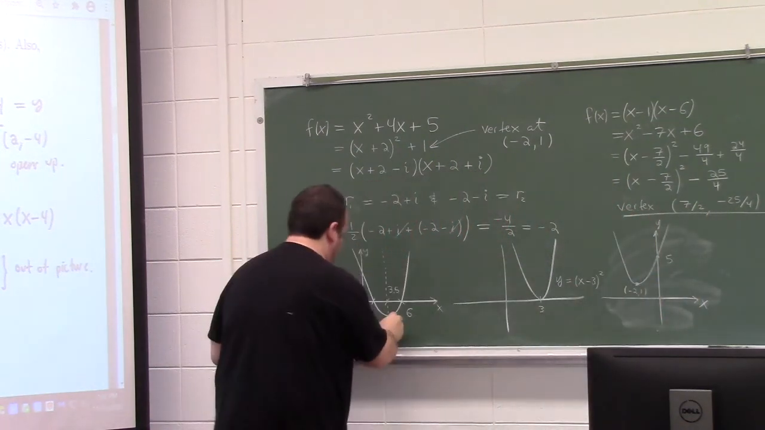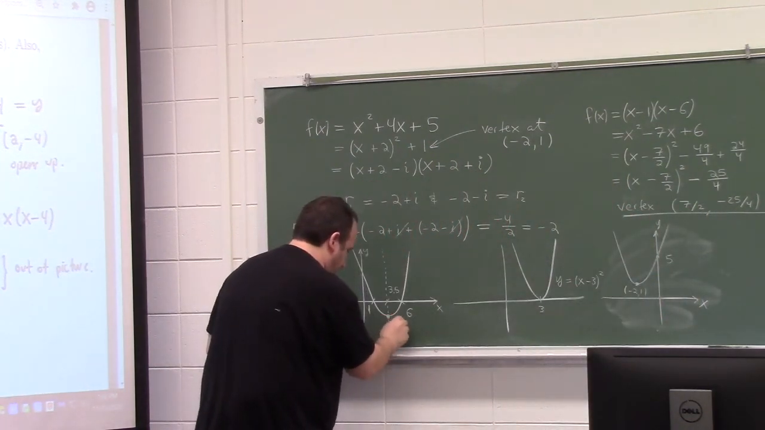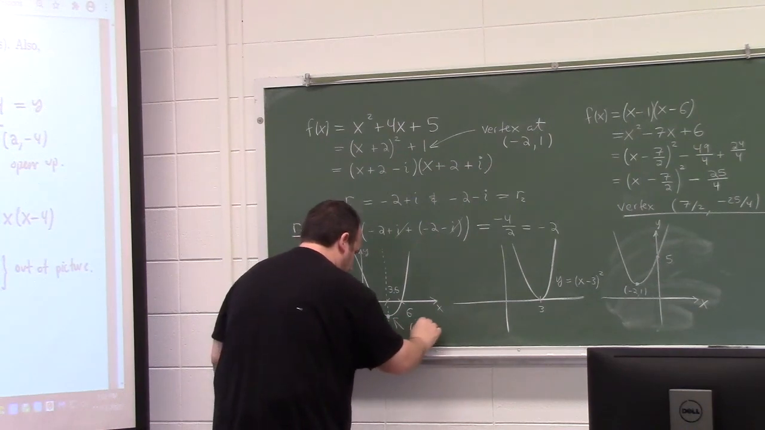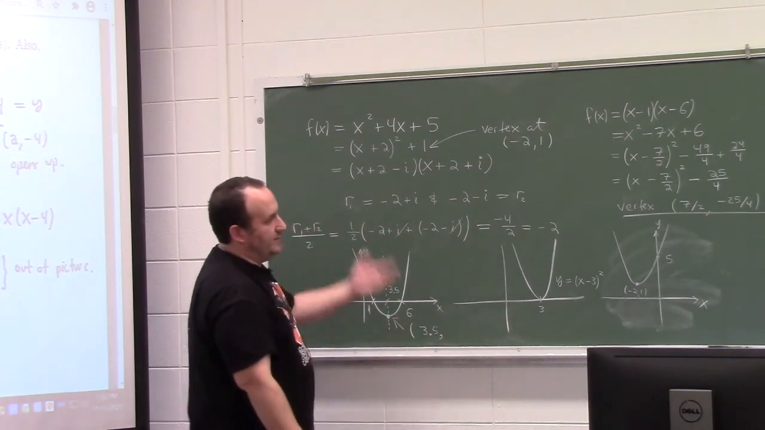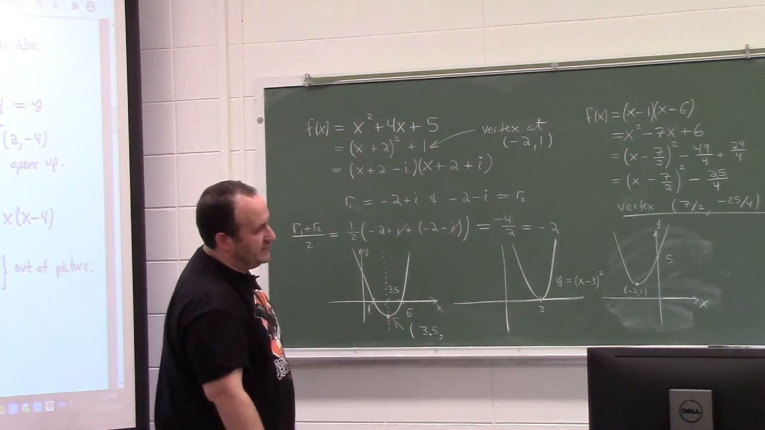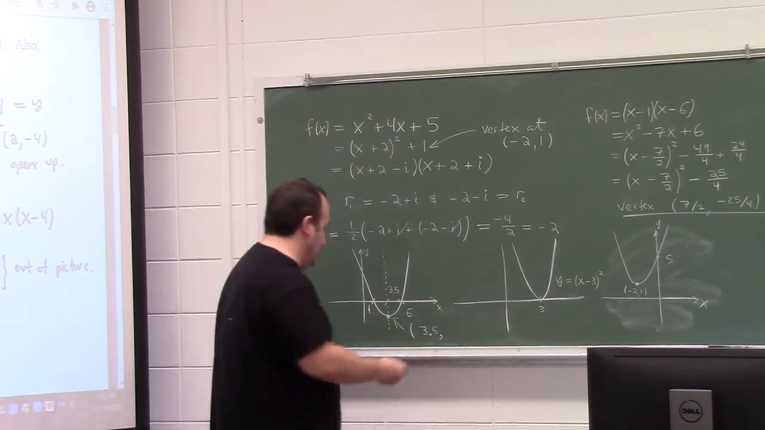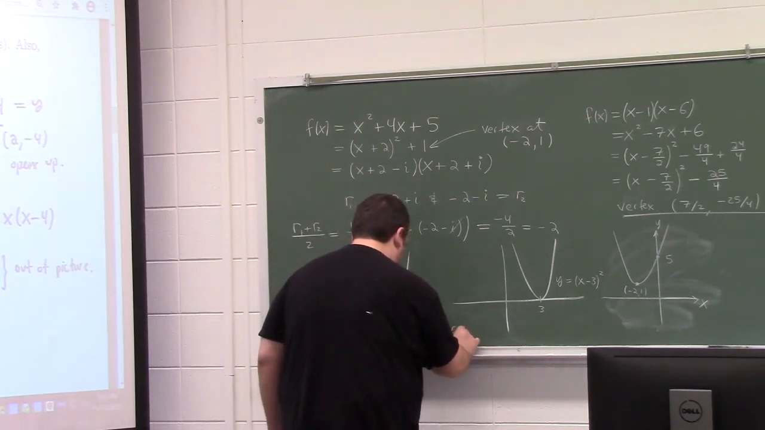This one. So my picture is not great. The vertex is actually at 3.5 and, comma, minus 25 over 4 is what? Minus 6.25, right? So my picture is not very good to scale, you know?